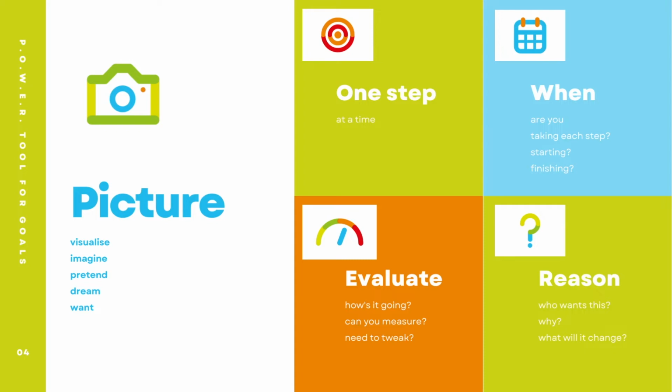W is for when, to think about when you are taking each step. When are you starting? When do you plan to finish? E is for evaluate. Evaluate how it's going. Find ways of measuring your progress so that you know if there is anything you need to tweak. And finally, R is to get clear on the reason for this goal or these changes that you want. Who really wants it? Is it you, or are you doing it to please somebody else? What will it change? What will it give you? And this is the thread that runs through every step in making your goals your reality.